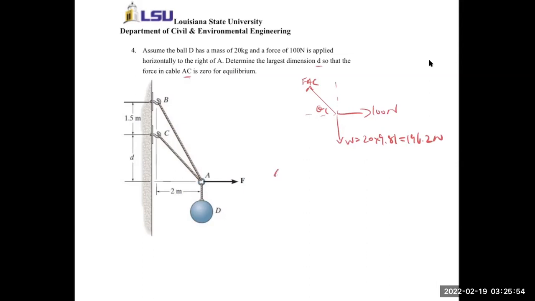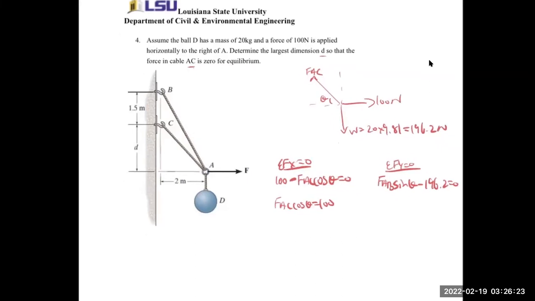So solution for this in the x direction. So in the x direction, I have 100 minus FAC cosine of theta equal to 0. Rearrange the equations. So I have my FAC cosine of theta is equal to 100. Same thing, summation of force in the y direction. I have my FAB sine of theta minus 196.2 equal to 0.